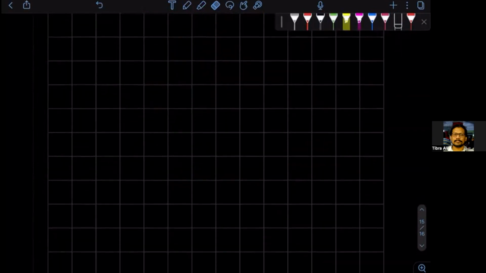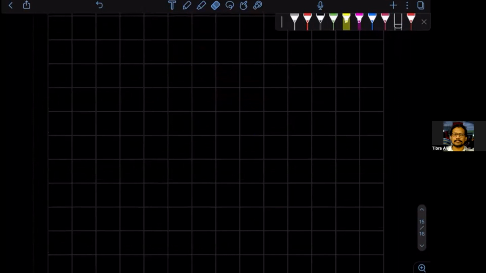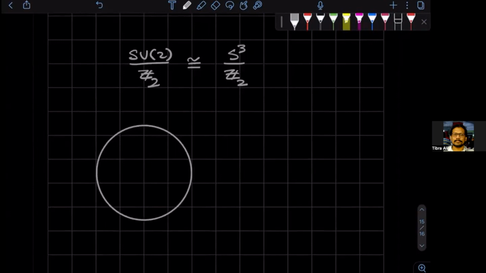Okay, so the first isomorphism theorem tells us that, if I have SU2 over Z2, now what is SU2? SU2 we see is S3. And you can verify that the Z2 that we're looking at is actually the identification of the antipodal points. So this is S3, and it's actually the identification of the antipodal points.